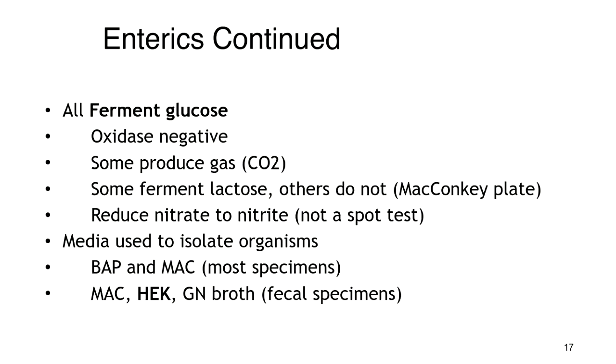All enterics, and again, these are organisms in the GI tract area, ferment glucose. They are oxidase negative. Some will produce a gas, CO2, quite often. Some ferment lactose and others do not. A plate that you can use for that is McConkey's, or a MAC, M-A-C, capital C-O-N, McConkey plate. And they reduce nitrate to nitrite. So if you were in a diagnostic lab, that might be a test you could do.